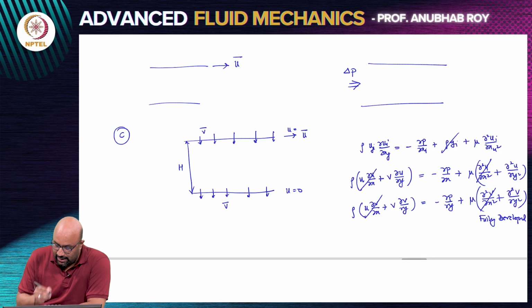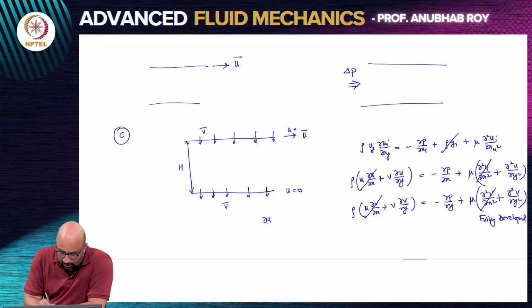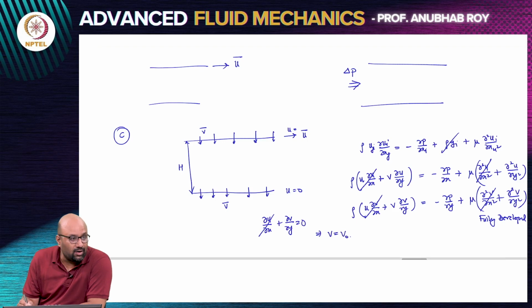The same applies for the term u dou v dou x, because dou u dou x is 0, and dou v dou x is also 0. Now, if you recall from continuity, I had dou u dou x plus dou v dou y is equal to 0, which implies that because dou u dou x is 0, v is equal to a constant v naught. If I apply the boundary condition that v should be equal to the fluid velocity at the boundaries, that means v naught is basically my v bar.